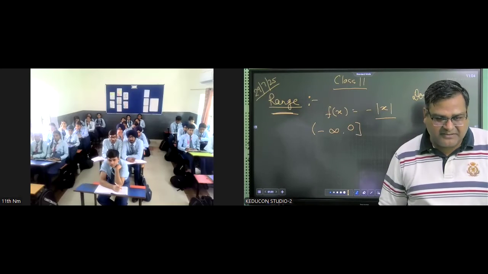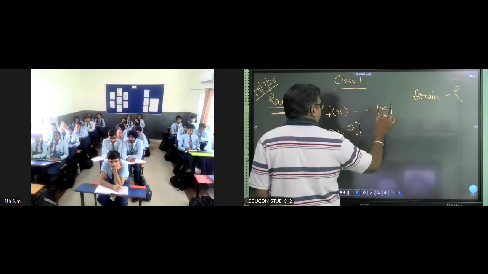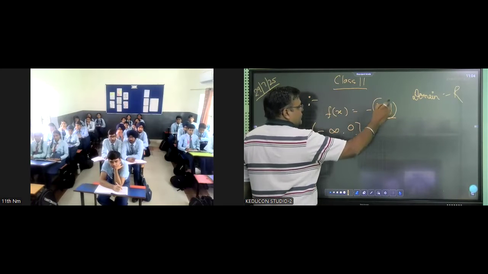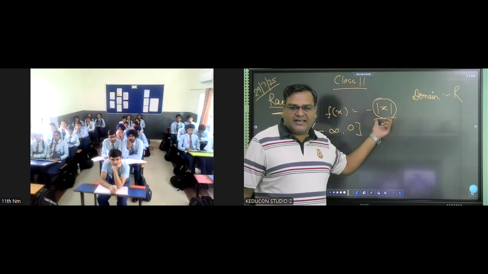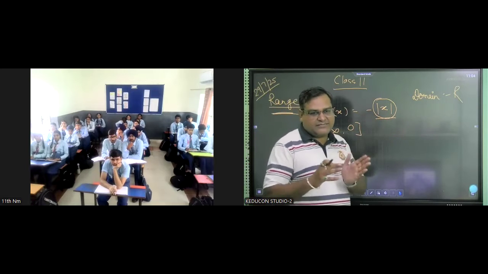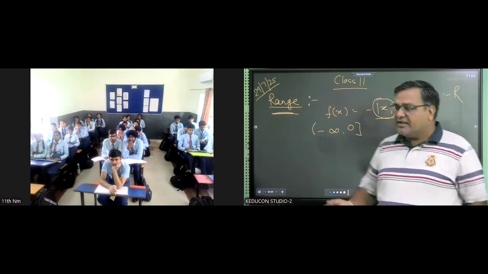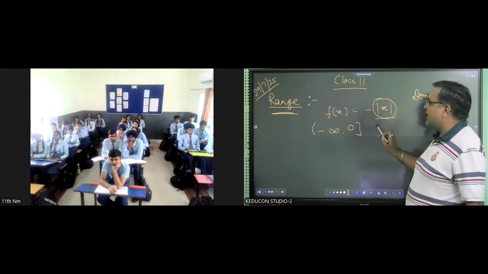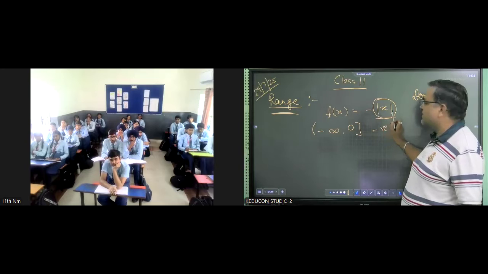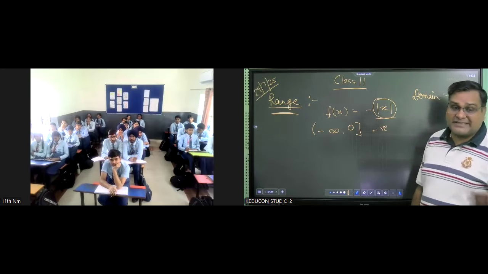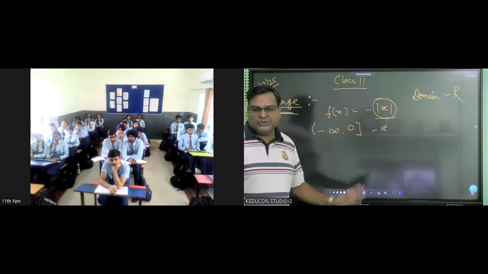Right? Tell me. Look, whatever value of x you put, what will be the maximum value of this? Values greater than 0 could not come, right? Minus mod of x. Mod x will always be positive, whatever value you take. When positive is multiplied by negative, it will be negative. The minimum value for this can be 0. Sorry, the maximum value can be 0. So therefore, it is minus infinity to 0.